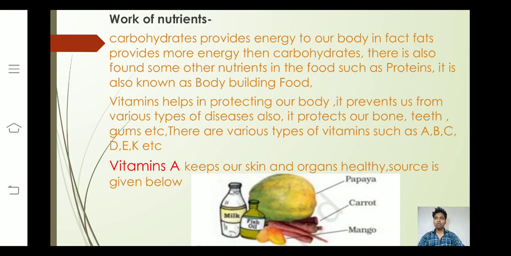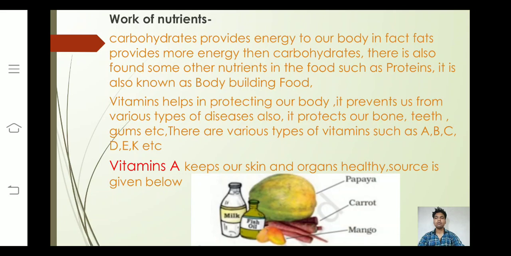Friends, vitamins help our body to protect it. They prevent us from a variety of diseases also. They protect our bones, teeth, joints, etc. Friends, there are various types of vitamins such as A, B, C, D, E, K. Here a brief description of some vitamins is given.